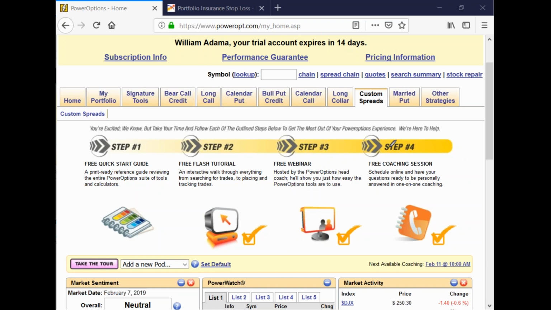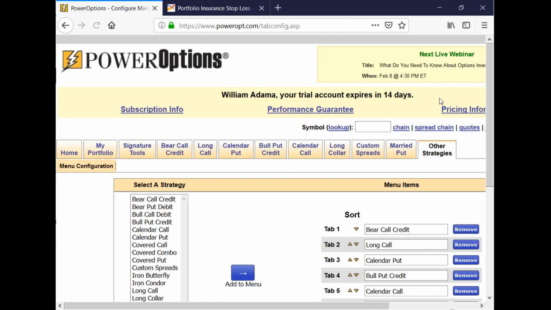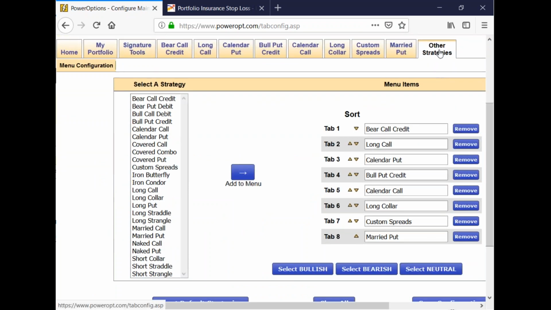Now, as I'm starting out on a trial, I might be interested in a particular strategy. We see here we've got some of the strategies listed: bear call, long call, calendar put, and more. If you don't see a strategy you want, simply click on the Other Strategies tab on the top navigation system over here on the right. And you can pick and choose which strategies you wish to search, analyze, or find positions for.